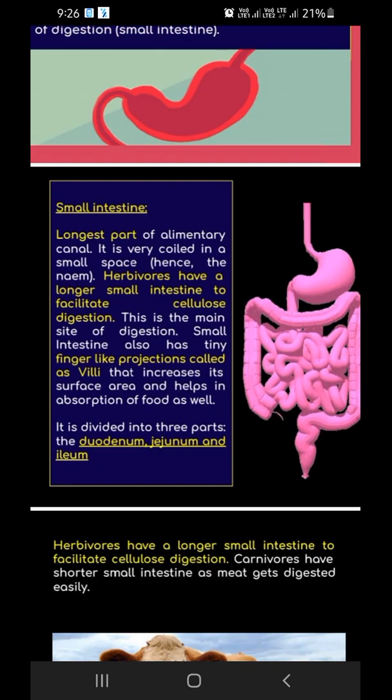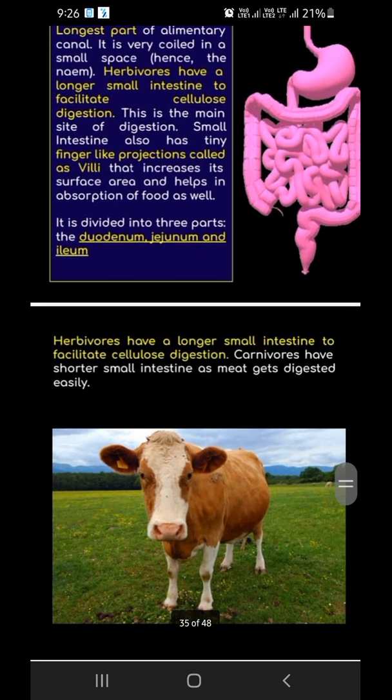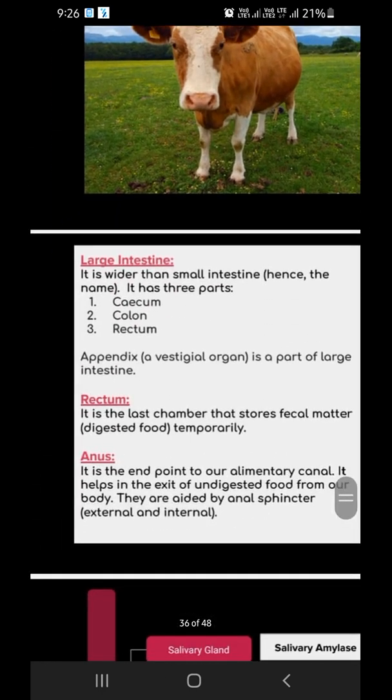So the small intestine has finger-like projections known as villi. Herbivores have a longer small intestine as they have to digest cellulose. The small intestine has 3 parts: duodenum, jejunum and ileum. Herbivores have a longer small intestine, carnivores have a shorter small intestine, and meat gets digested easily.